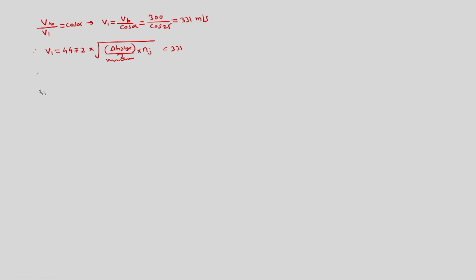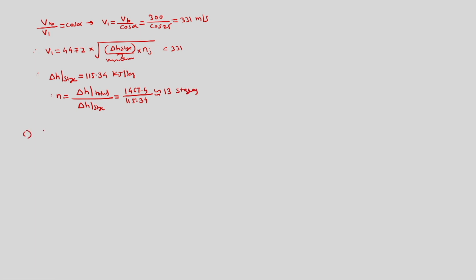So we can get delta H stage from the known data for the stage as 115.34 kilojoule per kg. So the number of stages is equal to delta H total divided by delta H stage, and this gives us 1467.4 divided by 115.34, which is equal to around 13 stages.